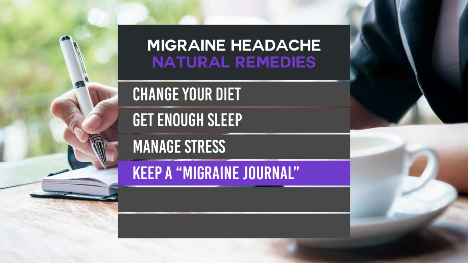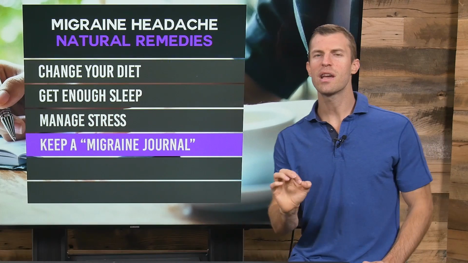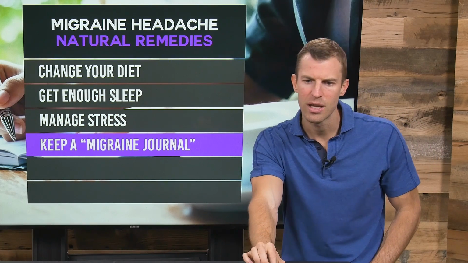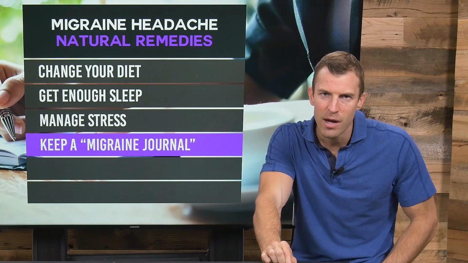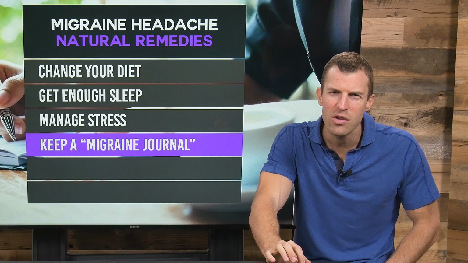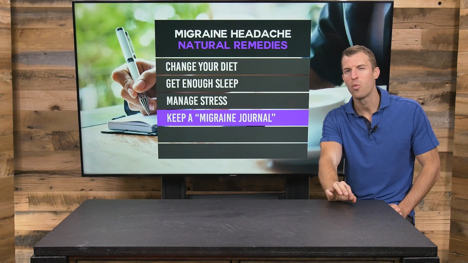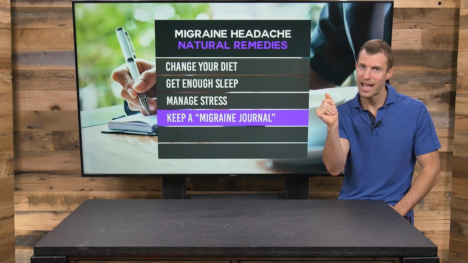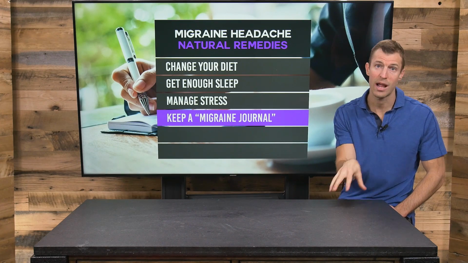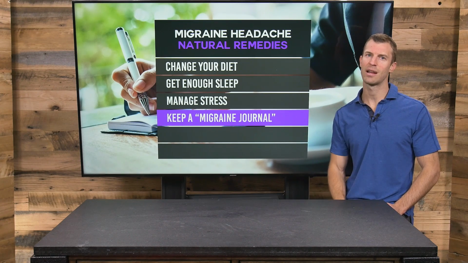Number 4 here, keep a migraine journal. This is one of the biggest things you can do. When you get a migraine headache, go back and look at what you did the day before, everything you ate, how much stress you were under, what were you doing. Figure out what that is, because for many people there are a couple triggers that will cause that headache. Again, whether it's gluten or sugar or whatever it is that will trigger that migraine headache.